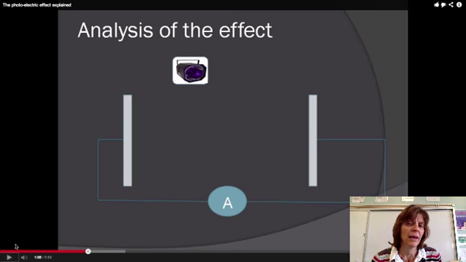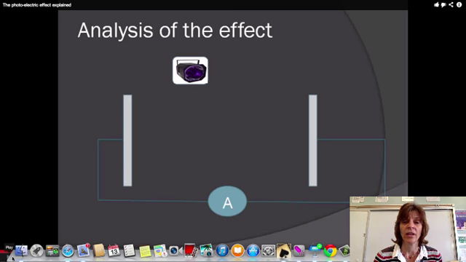This is just like what's happening with your solar-powered calculator or anything else you have that's solar powered. It doesn't require time, it happens automatically.